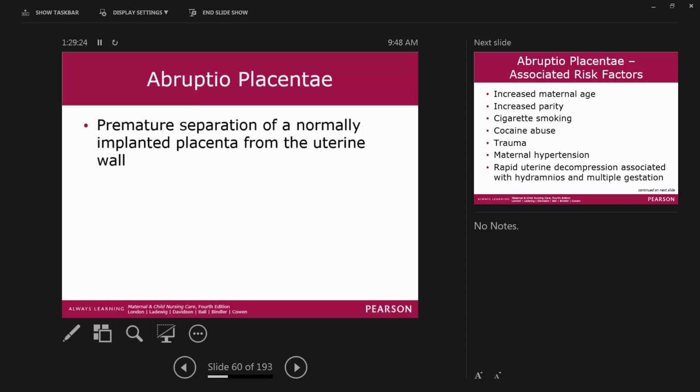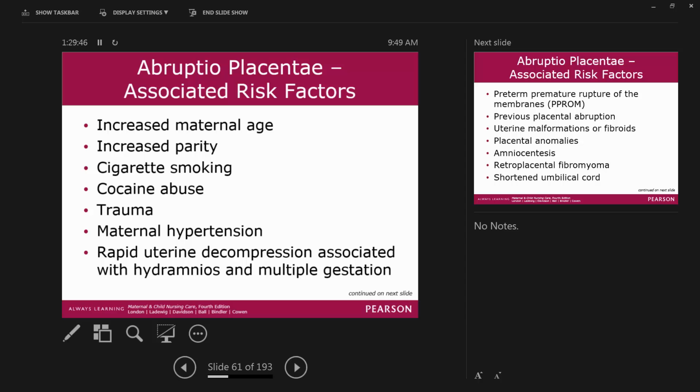Now the abruption is a separation of the placenta from the uterine wall before labor. Okay, because we want it to separate after she delivers, but we don't want it to separate any time before that. So it's called an abruptio placentae, and it's a separation of the placenta from the uterine wall, and there's 4 grades. Oh, wait. Here's your risk factors. So just like any of the other things, please think through these and try to relate these to why you think these would be associated with abruption.